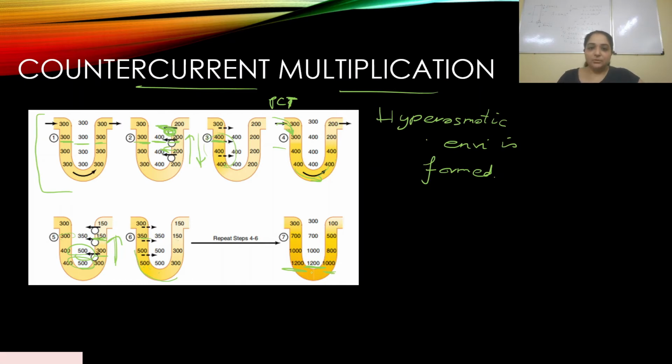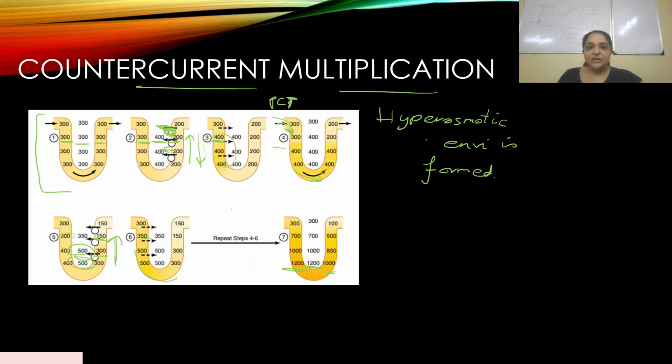This repetition of the same steps, the proximal tubule pushing in the fluid, the ascending limb of the loop of Henle pushing out the solute, and the descending limb pushing out the water to balance that osmolarity, is countercurrent multiplication. You see the osmolarity is being multiplied with every step. With every step the osmolarity is increasing.